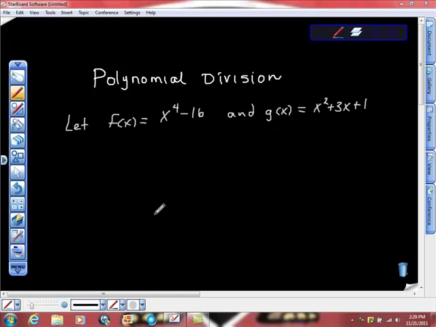This is from a pre-calculus text using polynomial division. So polynomial division looks like this. We're asked to let f of x equal x to the fourth power minus 16 and let g of x equal x squared plus 3x plus 1. And then we're asked to evaluate f of x divided by g of x.